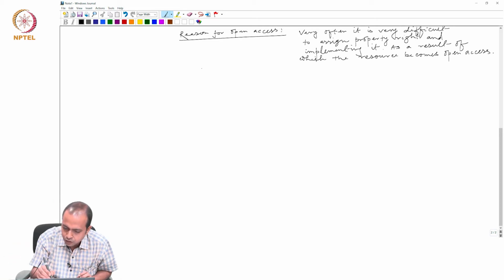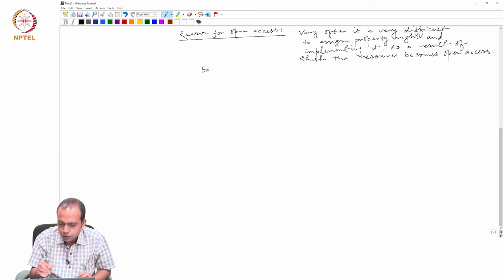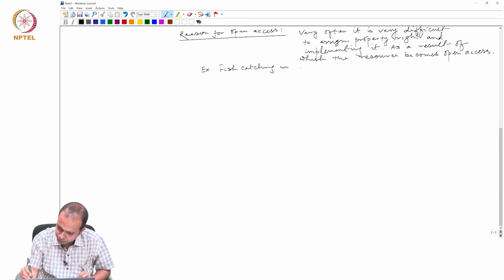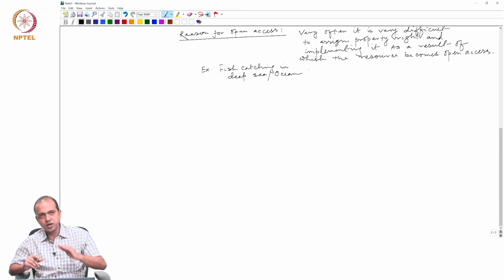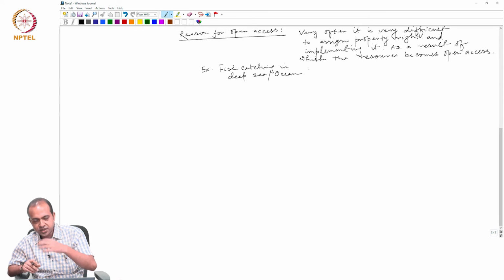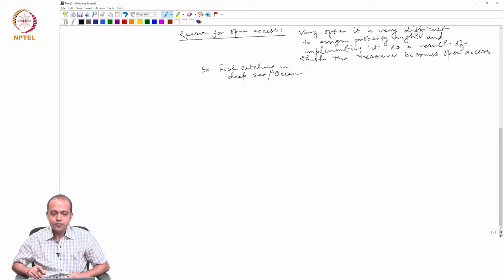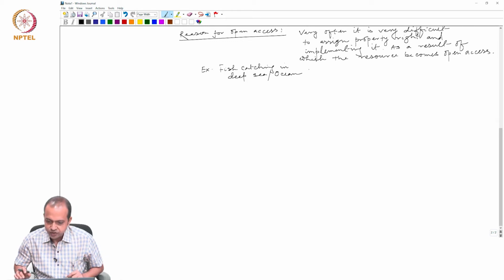For example, fish catching in deep sea. In the context of deep sea and ocean, it is really very difficult to assign property right. Who is assigned with the property right to catch fish in deep sea and deep ocean? So, that is called open access resource.